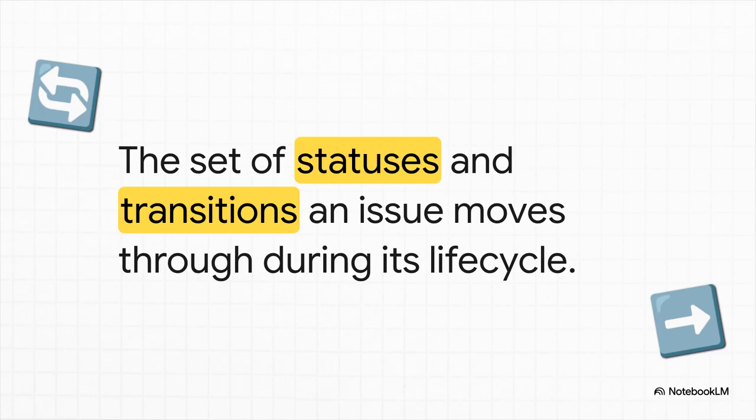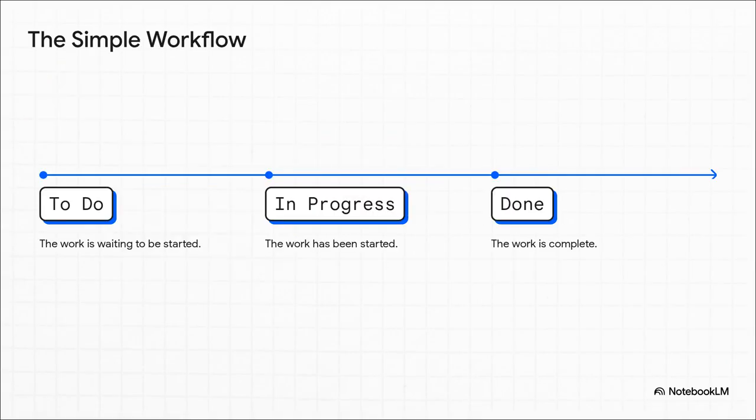The statuses are the stations: to do, in review, done. And the transitions are the tracks that connect them. They're the actions that move the work from one station to the next. And here we have the absolute simplest workflow you can imagine. To do, in progress, and done.